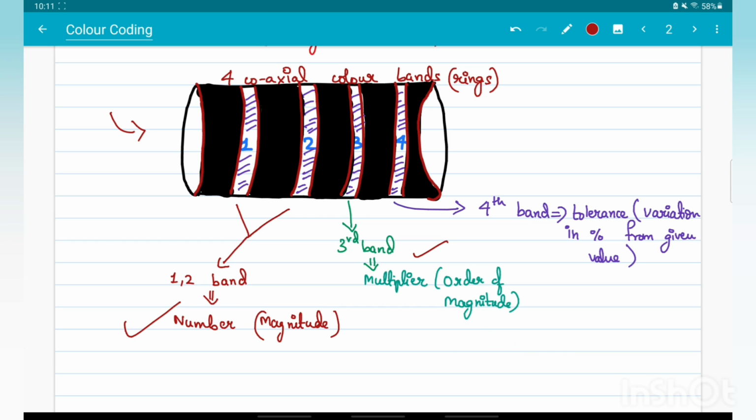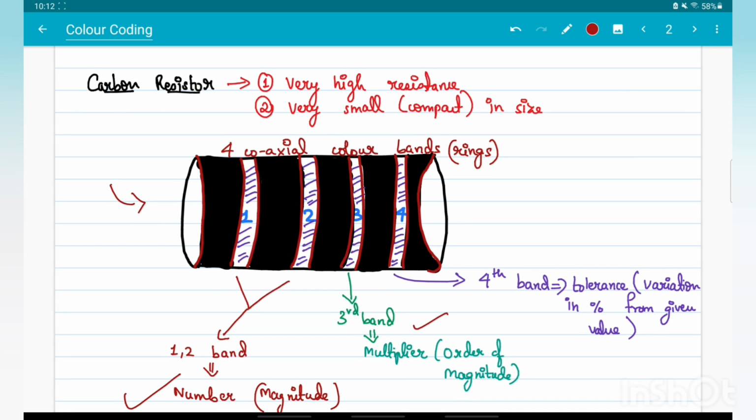That's the third band. Now the fourth band will tell us about the tolerance. Tolerance basically means the variation in percentage from the given value. Like you will have plus or minus tolerance of 5%, or plus or minus 10%. So the fourth band color will give us the value of the tolerance. This is about the color coding of the carbon resistor. Now let us see the values.